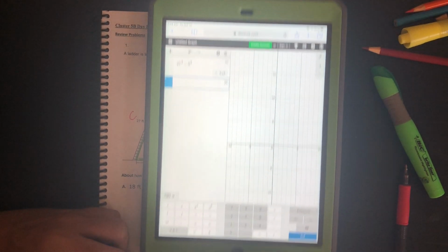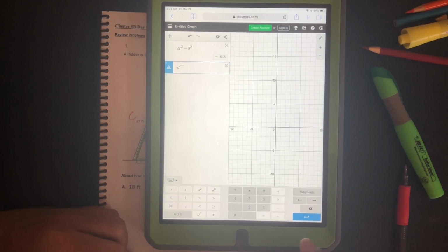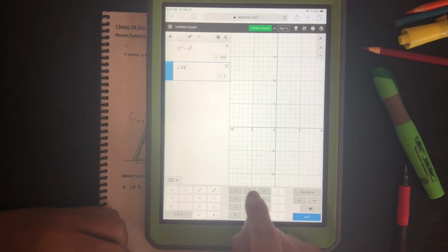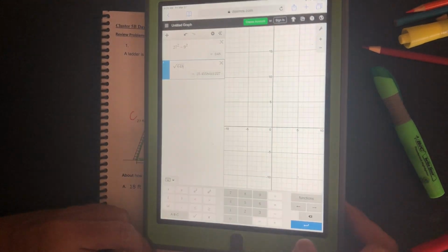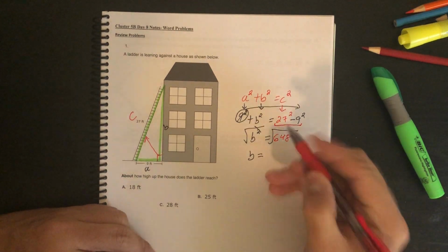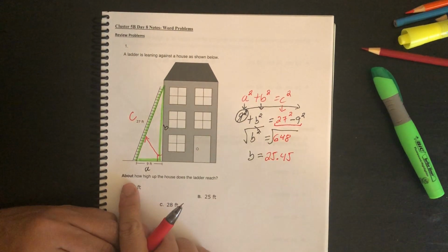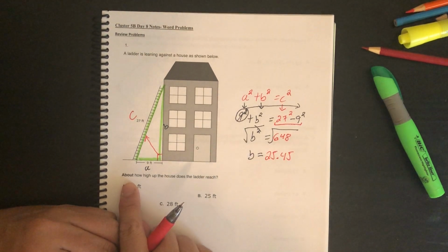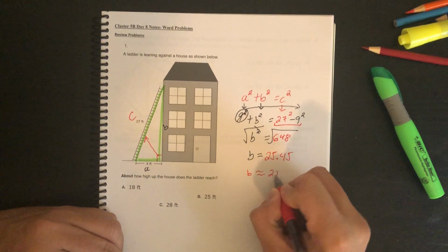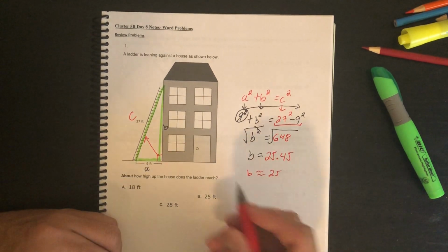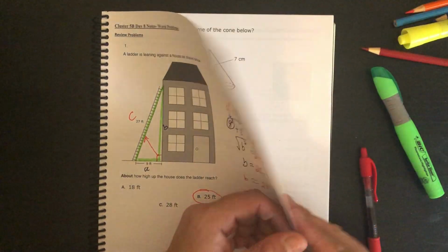So the square root symbol is all the way down here beside the pi. So if you click square root, 648, the square root of 648 is 25.45. And of course, the question asked us about how high. So roughly, it will be 25 feet. And in this case, answer choice B. Okay, let's move on.